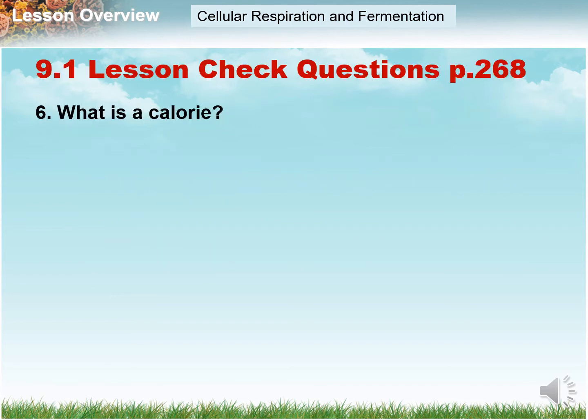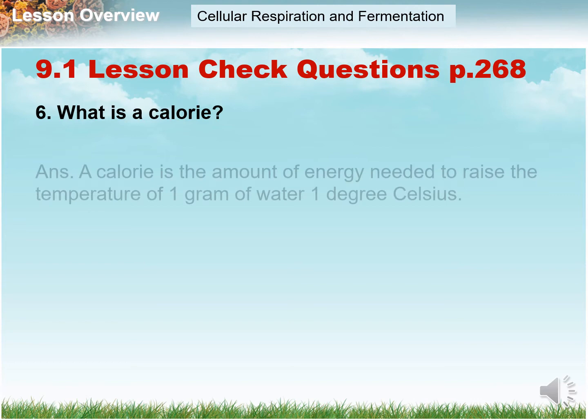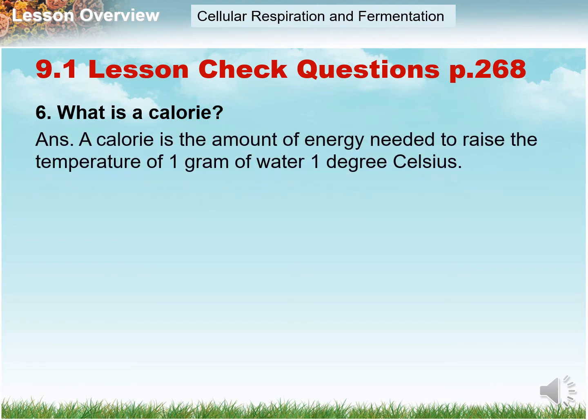So let's have now some lesson check questions in Lesson 1, which is found on page 268. Let's have number 6 question. What is a calorie? A calorie is the amount of energy needed to raise the temperature of 1 gram of water by 1 degree Celsius.